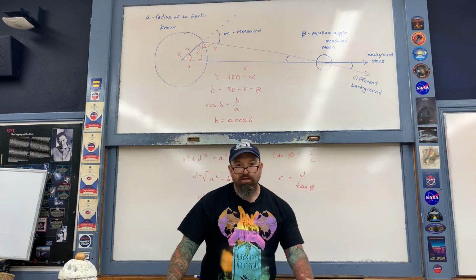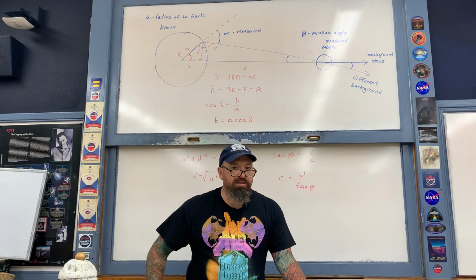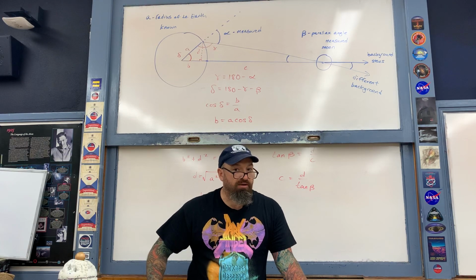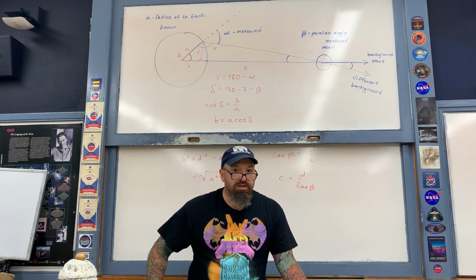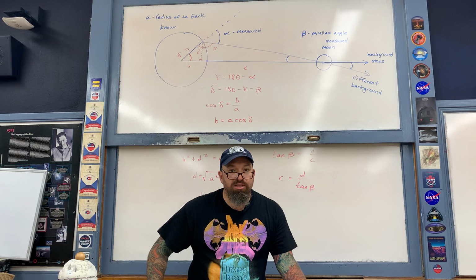So what was Ptolemy's result? Ptolemy's result was very accurate. And this is an extremely important number for later on when we eventually get to gravitation. But for now, the distance from the center of the Earth to the center of the moon is 60 Earth radii.